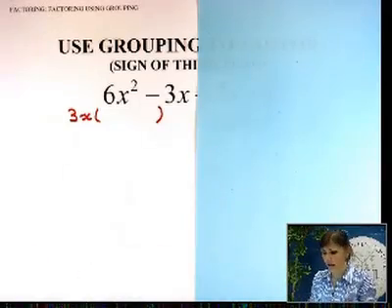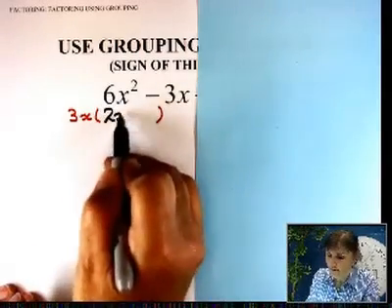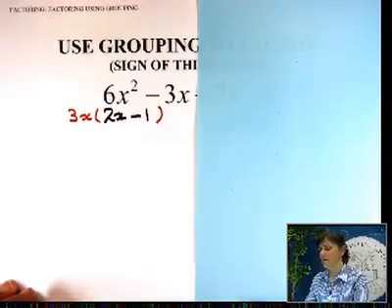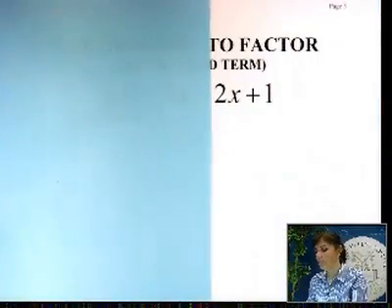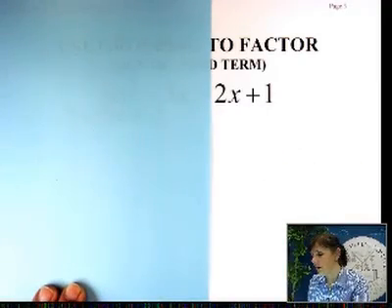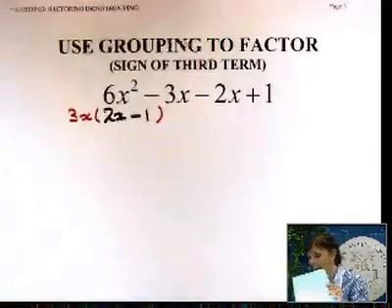And then what do I have left? I have a 2x left, and then I have a minus 1. Does it make sense? Let's go here. Let's ignore that. What is repeating? Nothing is repeating. Okay? So I cannot take anything out.